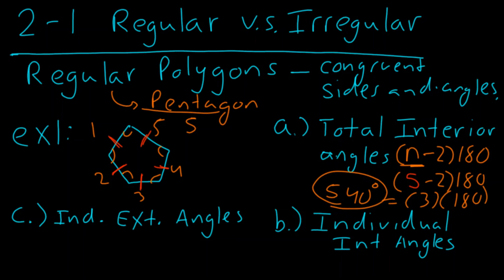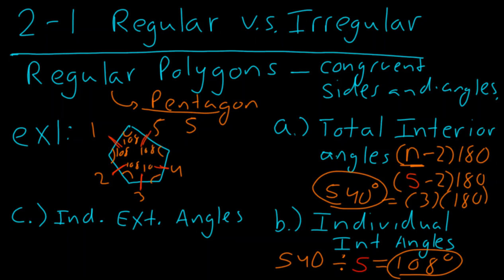Now what about the individual interior angles? Well, think about it. If the total is 540, we only have to divide that by the total number of angles, which in this case was 5. And so 540 divided by 5 becomes 108 degrees. So we could actually say this is 108, this is 108, this is 108, that is 108, and that is 108.